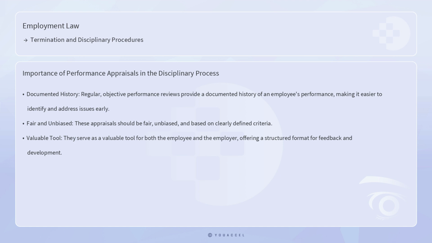Performance appraisals play a critical role in the disciplinary process. Regular, objective performance reviews provide a documented history of an employee's performance, making it easier to identify and address issues early. These appraisals should be fair, unbiased, and based on clearly defined criteria. They serve as a valuable tool for both the employee and the employer, offering a structured format for feedback and development.